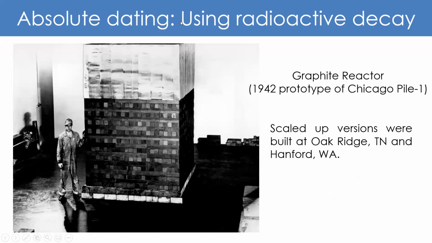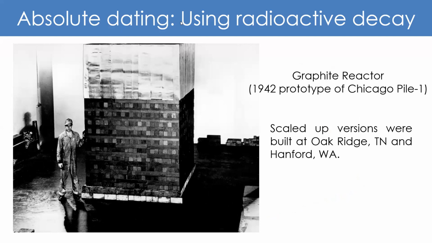All right, so that's relative dating. Now we're gonna talk about absolute dating. And absolute dating is done using the radioactive decay of atoms in rocks. So this is a picture of a graphite reactor. This is the type of reactor that's seen in a lot of nuclear power generators.